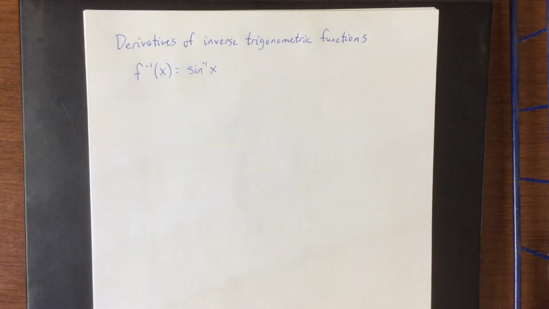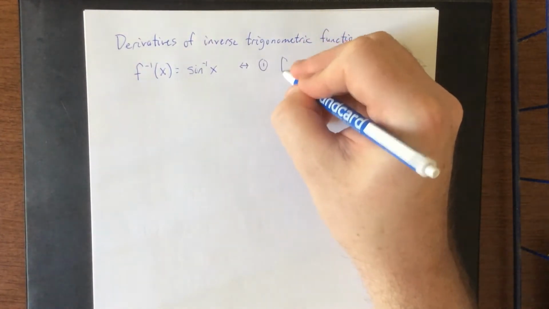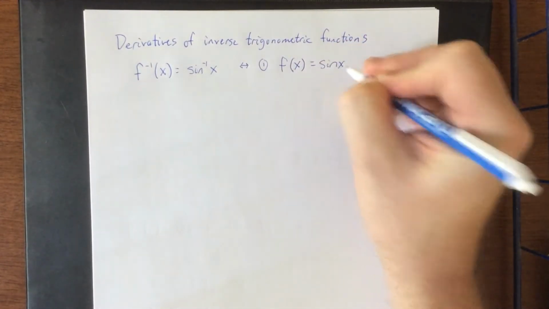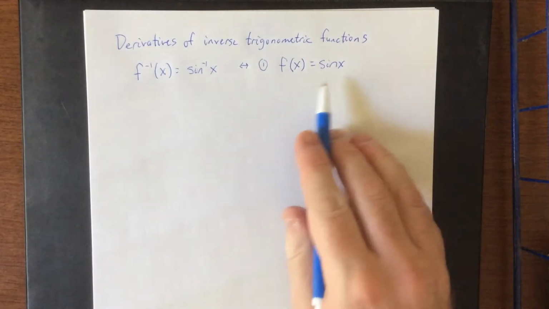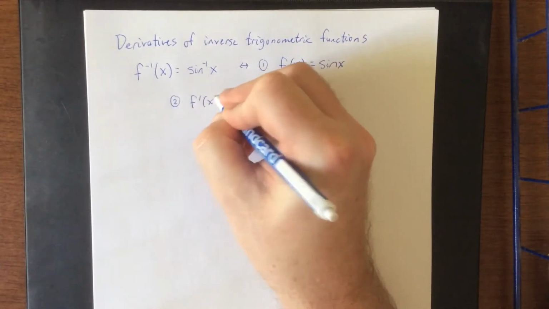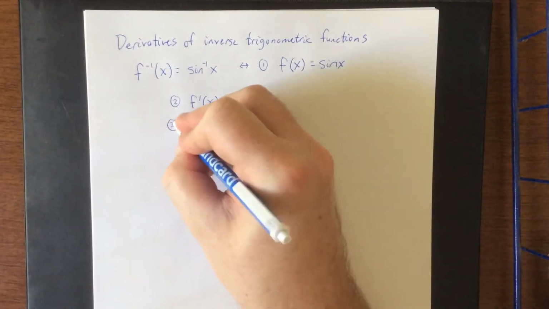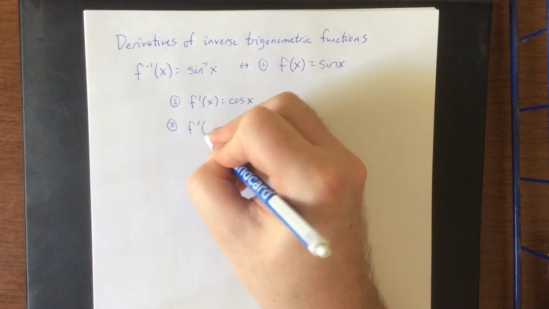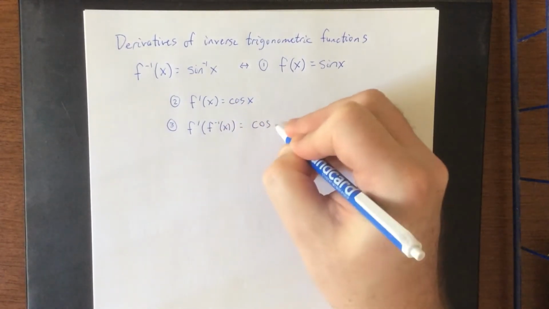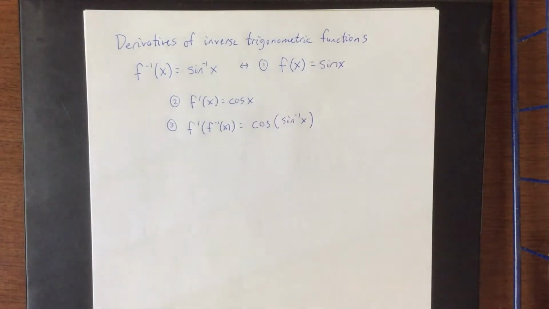We're going to be applying the same 4-step process as what we did in the previous video. So we'll start by pointing out that for the inverse sine function, or arcsin function, that would be the inverse of the sine function. So determine the original function. Next up, we differentiate the original function. F prime of x would be equal to the cosine of x. Step 3, we actually plug in the inverse function. So this would be the cosine of the inverse sine of x.